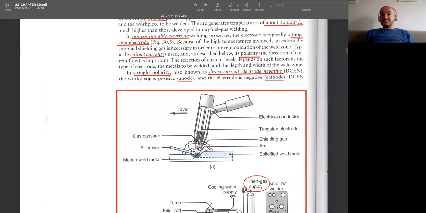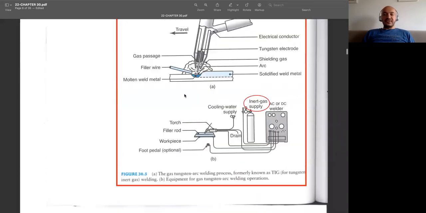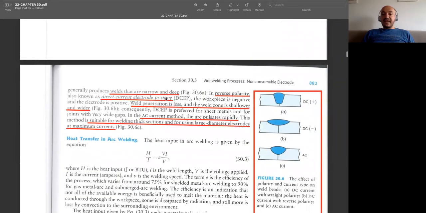So let's have a look at two types. The first one is straight polarity, and it's also called direct current electronegative type of welding. As the name implies, the negative side is actually electrode, so it is a cathode, and the workpiece, which is going to be welded, is the anode. And in this one, actually, we can easily weld some narrow and deeper welds. This is actually shown here. As you see, it's going deeper a lot, but the thickness is not that much.